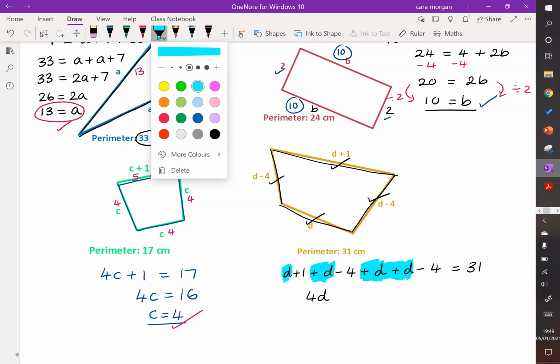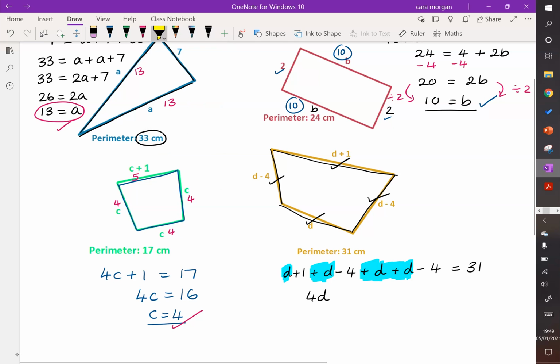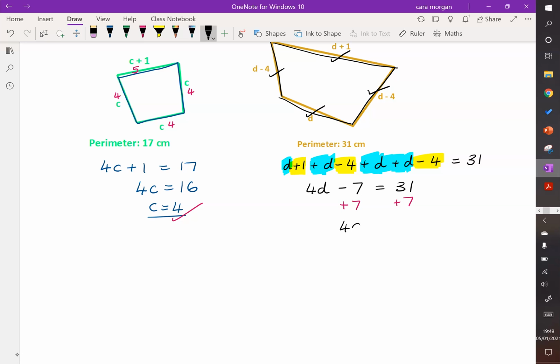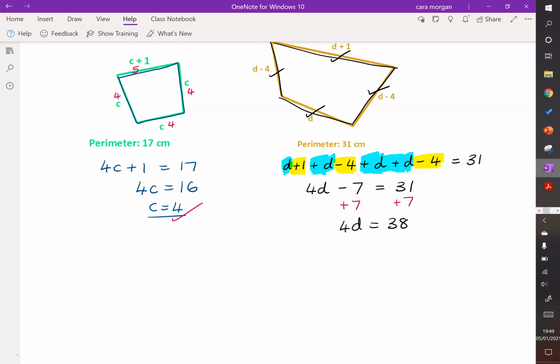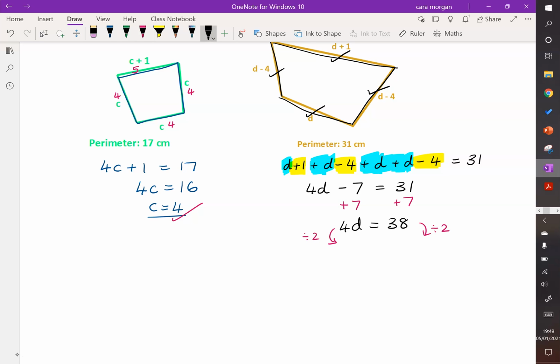And then I'm going to add my numbers together. Got to be careful with this. I've got a 1 subtract 4, or 1 add negative 4, which is negative 3. Subtract another 4, which is negative 7. Makes 31. I'm going to add 7 to both sides. So I've got 4 D's are worth 38. For some reason I struggle to divide 38 by 4. So if you want to use my little trick of cutting them in half first, I'm just going to divide by 2. Because I think to divide by 4 is much easier to just halve it and halve it again.